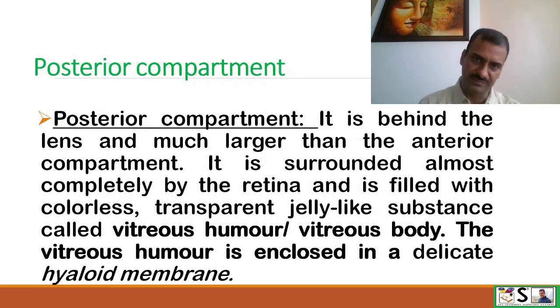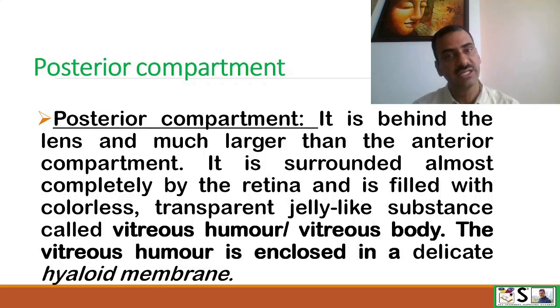Posterior compartment. The posterior compartment is behind the lens, and it is much larger than the anterior compartment. It is surrounded almost completely by the retina and is filled with a colorless, transparent, jelly-like substance known as vitreous humor or vitreous body. The vitreous humor is enclosed in a delicate hyaloid membrane.